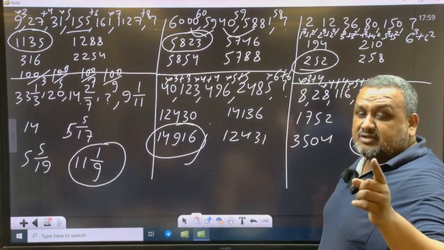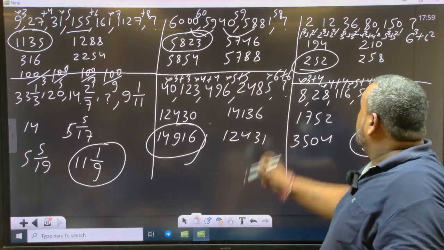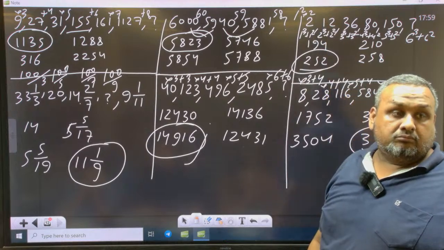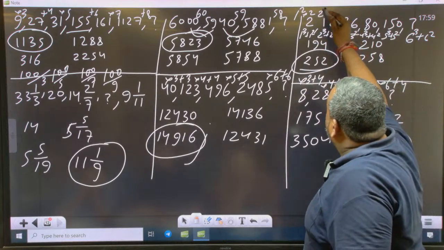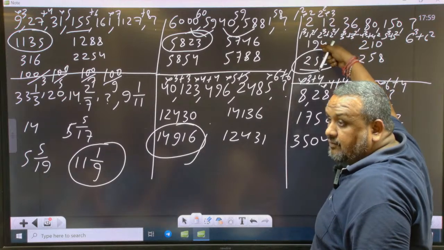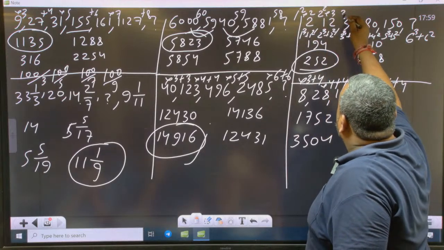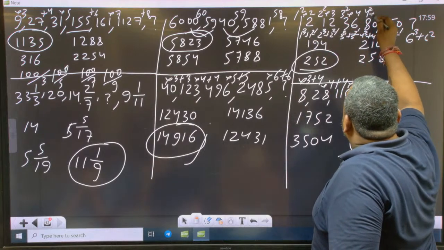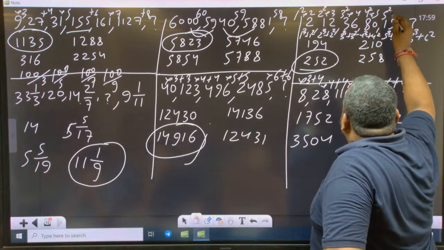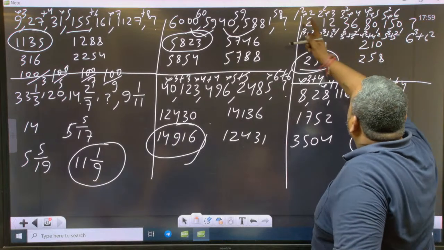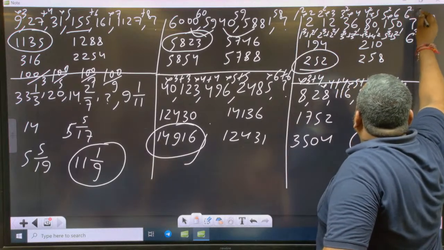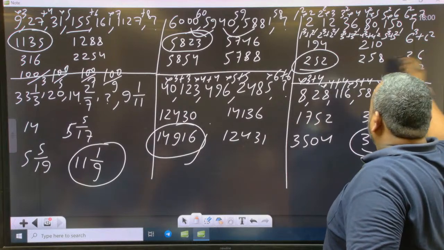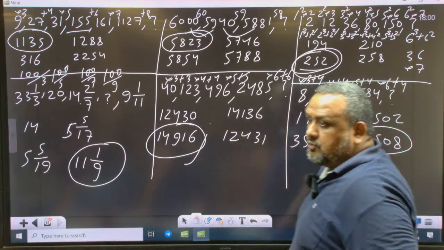There is one more logic for this. Answer same, logic different. 1 square into 2 will give you 2. Then 2 square into 3, 4 3s are 12. Now 3 square into 4, 9 4s are 36. 4 square into 5, 16 5s are 80. 5 square, 25 into 6, 150. Then 6 square into 7, 36 into 7 will give you 252.